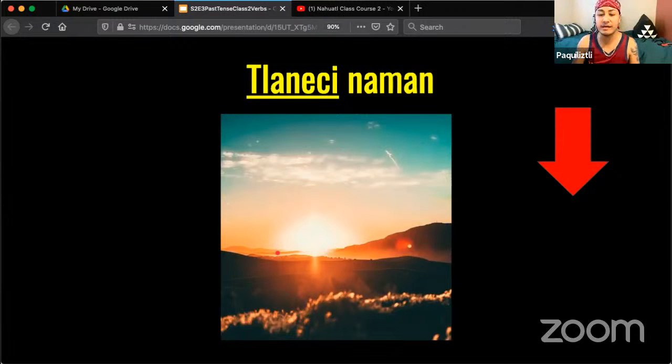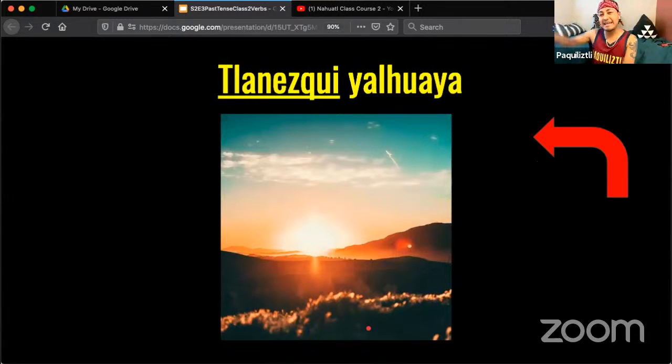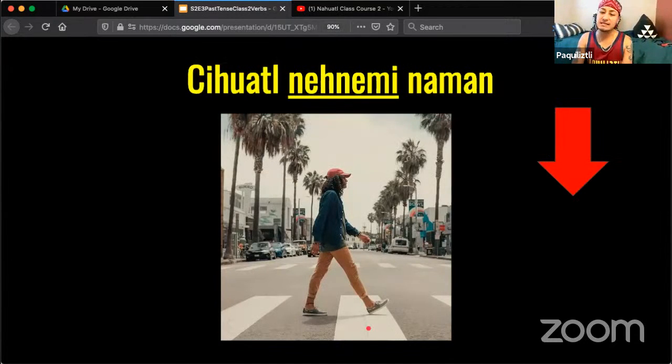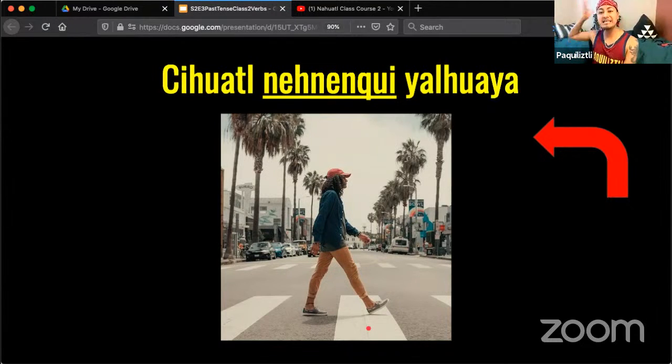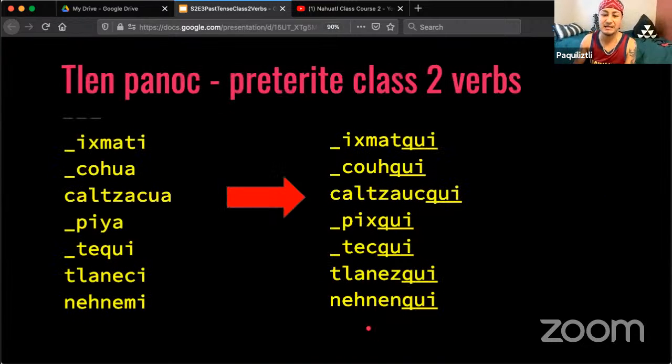I think. Okay? Tlanesi, naman. Tlaneski, yalwaya. Oh, this is the last one, okay? Siwat nehnemi naman and siwat nehnenki yalwaya. Nehnenki.